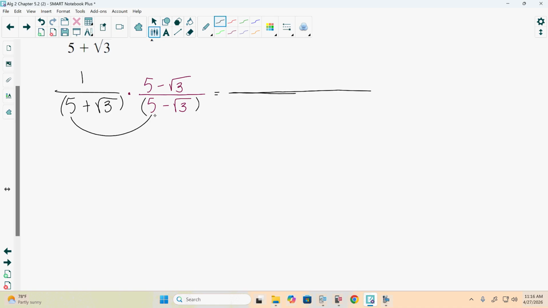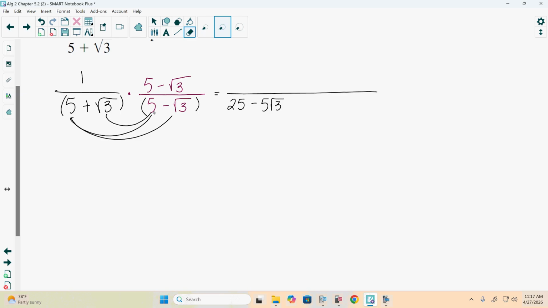So when we distribute this through, the first thing we're going to do is 5 times 5, which is 25. 5 times negative square root of 3 is going to be negative 5 square root of 3. Because the only way we can multiply what's inside radicals is if we multiply two like radicals together. So that 5 has to multiply with the negative 1 in front of our square root of 3, negative square root of 3.